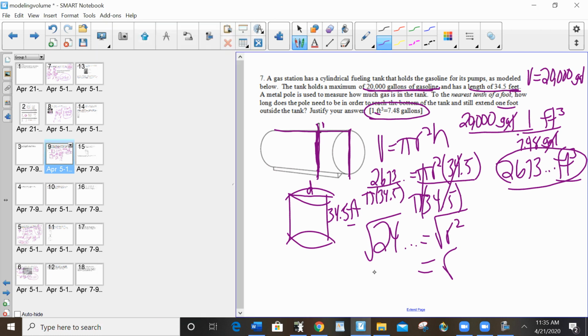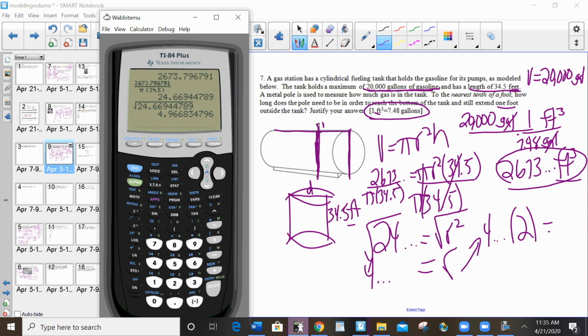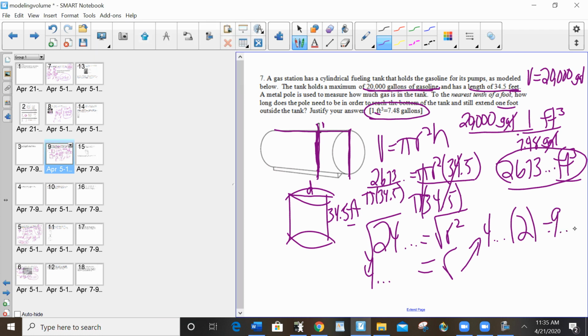I get 4 dot dot dot. Now that's great, but again, I need the diameter. So I'm going to multiply that 4 dot dot dot by 2. I keep in mind, I'm writing 4 dot dot dot. It's very close to 5, so understand that. That's going to be 9 dot dot dot.